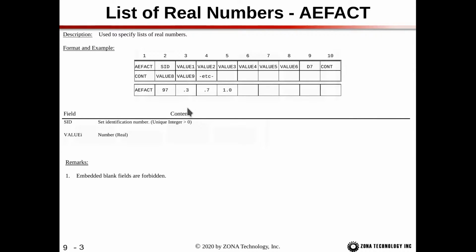Remember that real numbers in the ZEUS input must always contain a decimal point, whereas integers must not contain a decimal point. So in the AEFACT card, every field other than the ID must contain a decimal point.